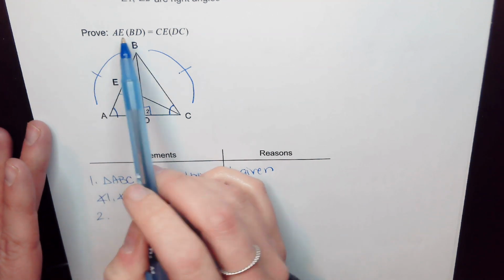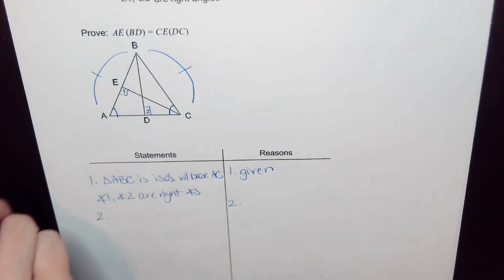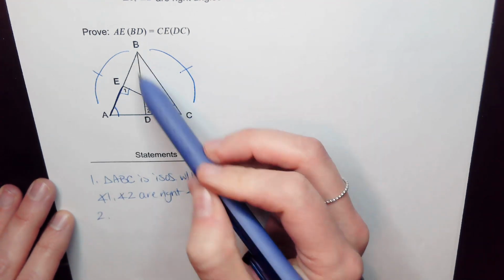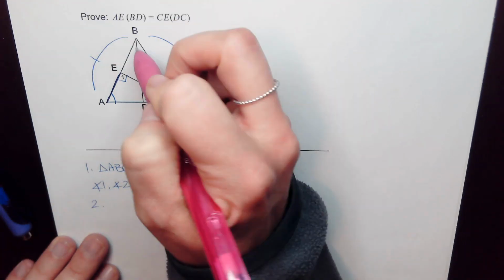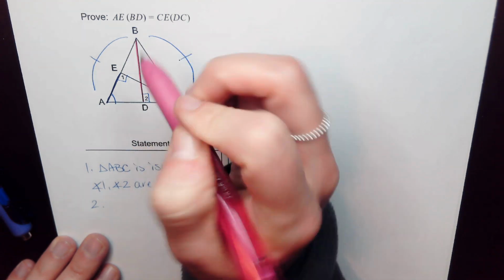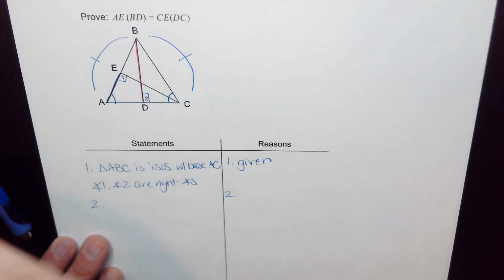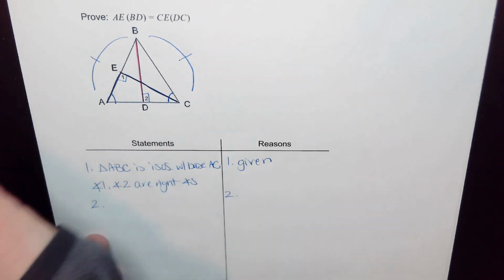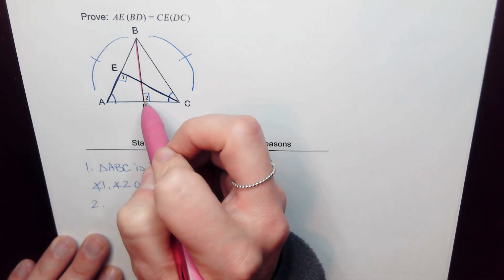So I want to prove that AE, and here's where I'm going to use my colors. So AE, I'm going to make purple. BD is not part of that same triangle, so I'm going to make that pink. Equals CE. So CE looks like it was going to be part of the purple triangle because it cuts through the pink. And DC. That's going to be your pink.